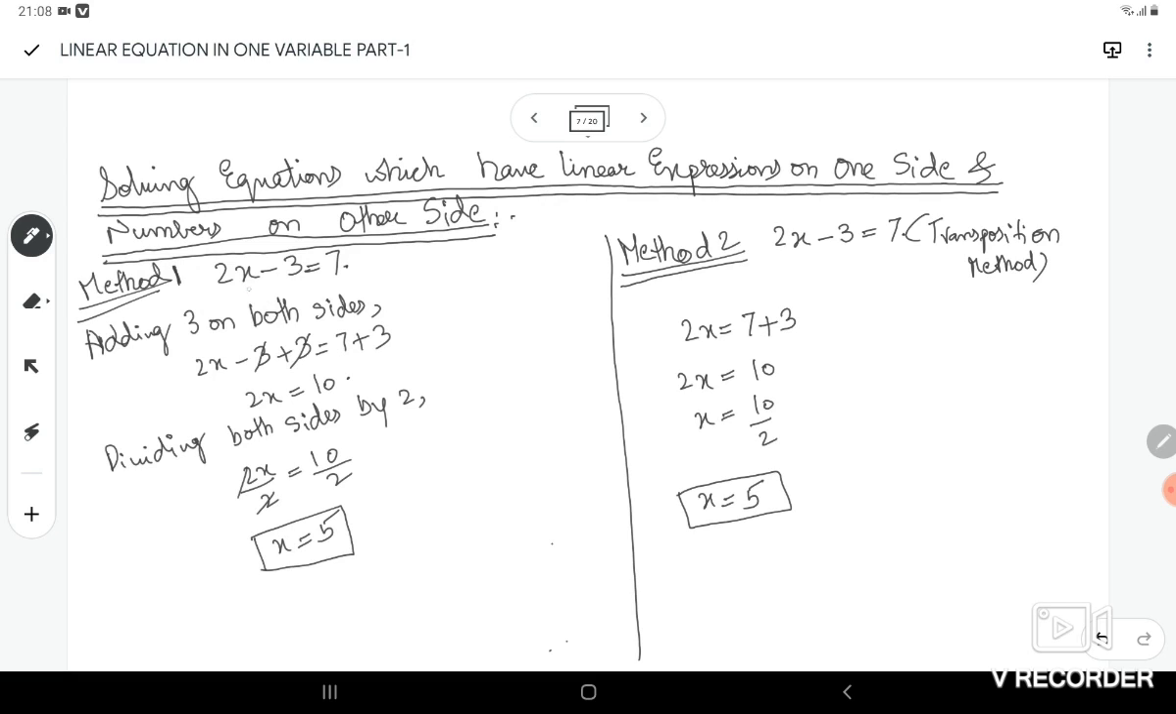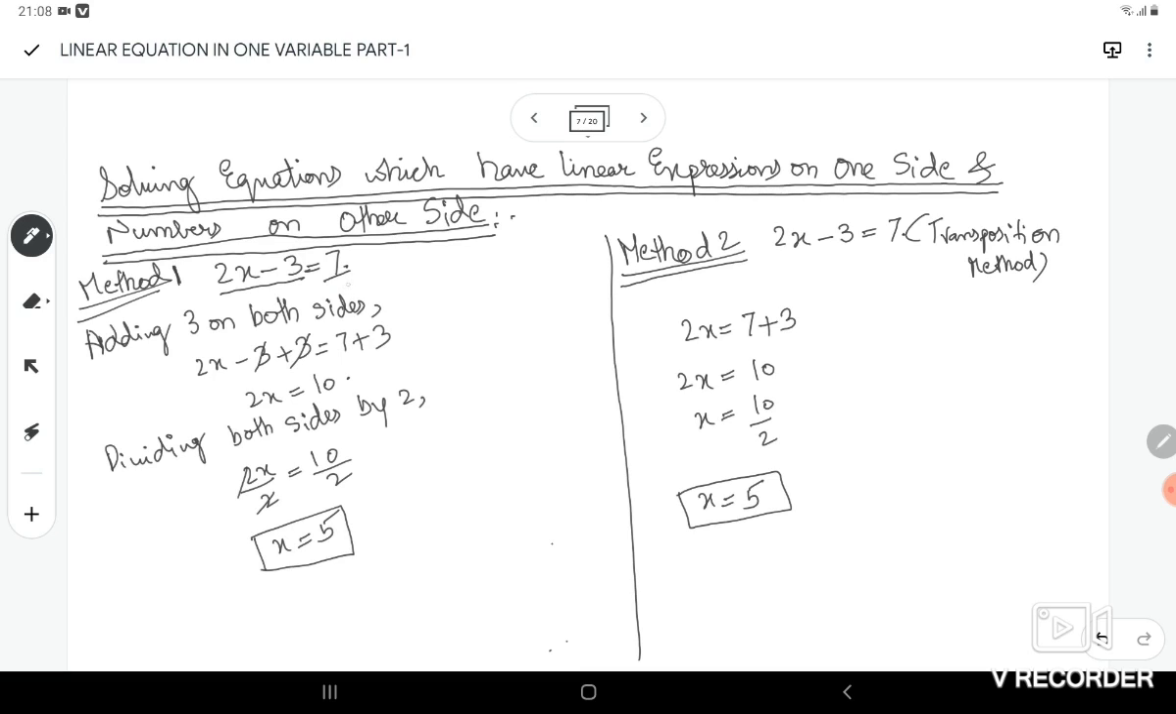First method is 2x minus 3 equal to 7. Now we have to make the value in the form of x equal to some number, and eradicate the other numbers by adding, subtracting, multiplying or dividing the numbers on both the left hand side and the right hand side, such that the left hand side of the equation should be equal to the right hand side of the equation.